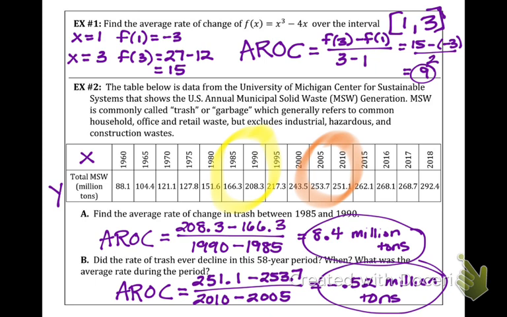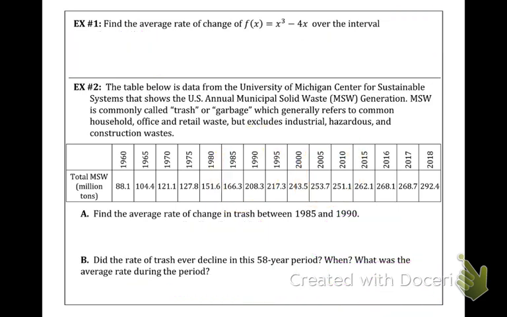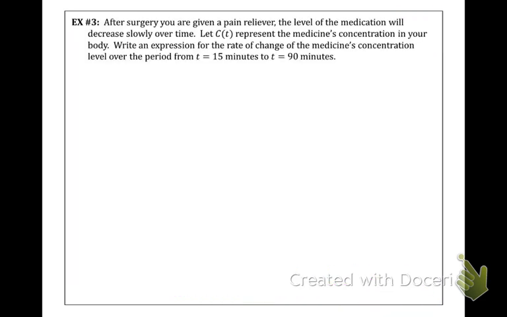Who knows? Okay, questions with those 2 questions? Easy enough? Okay. Example 3. After surgery, you are given a pain reliever. The level of medication will decrease slowly over time. We're going to let C of T represent the medicine's concentration in your body. Write an expression for the rate of change of the medicine's concentration level over the period of time. So all we're doing is just writing an expression. And we're doing it from 15 minutes to 90 minutes.